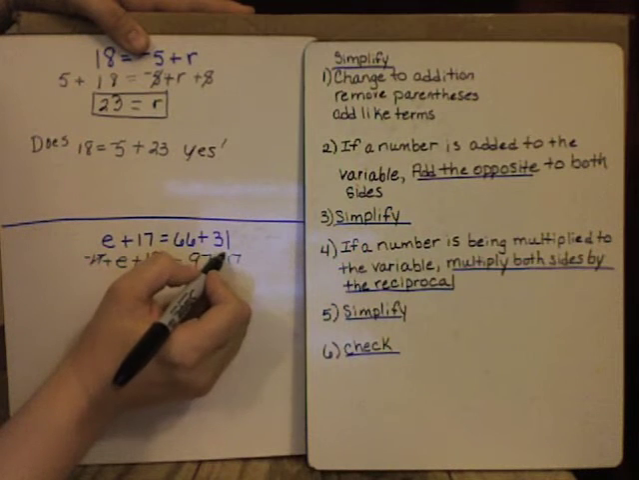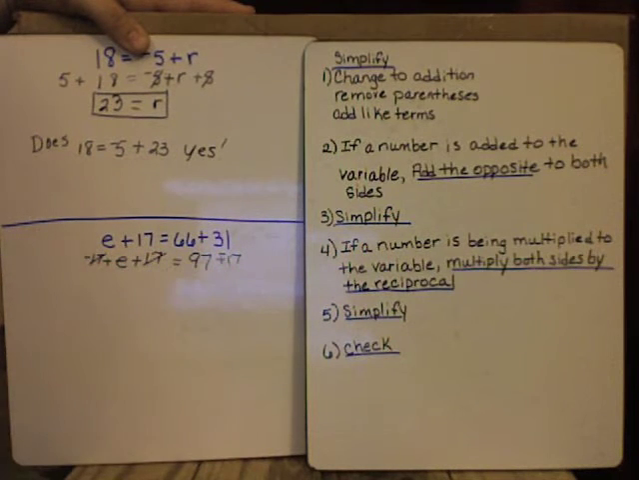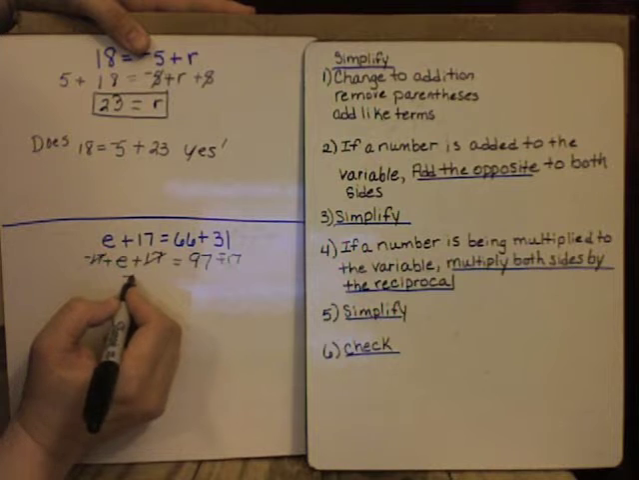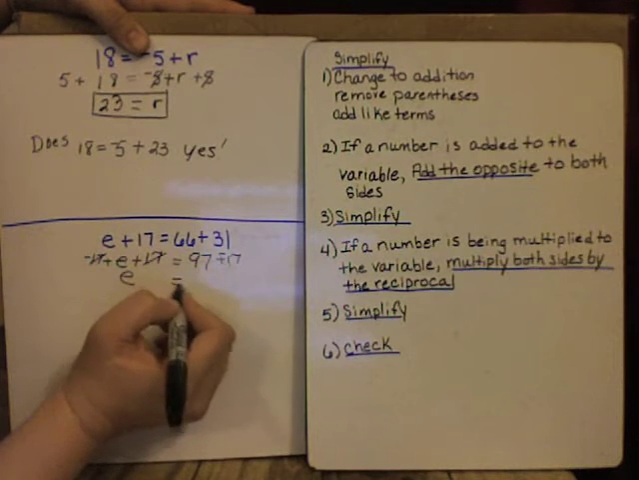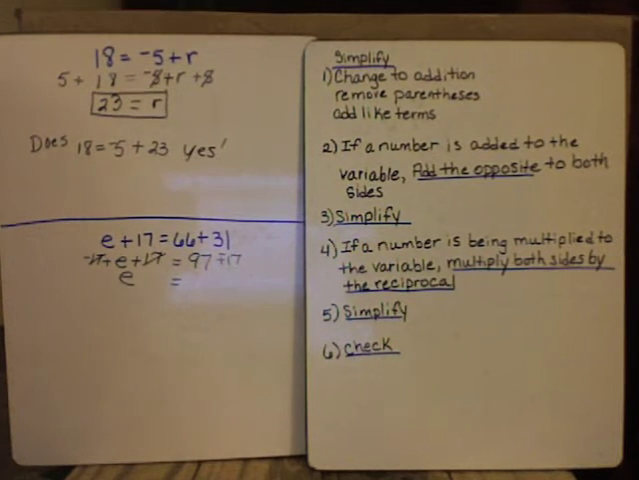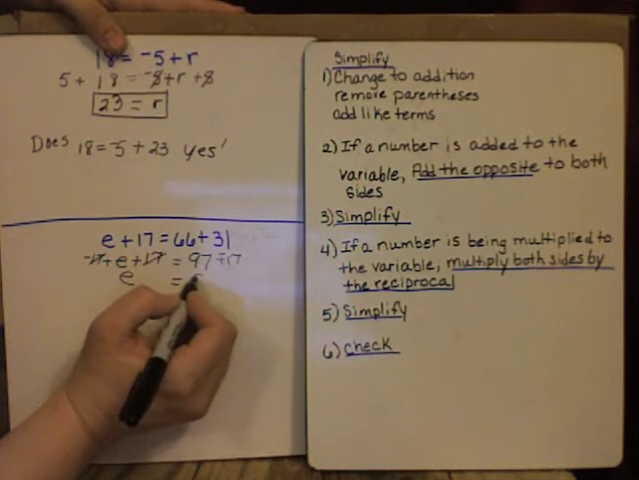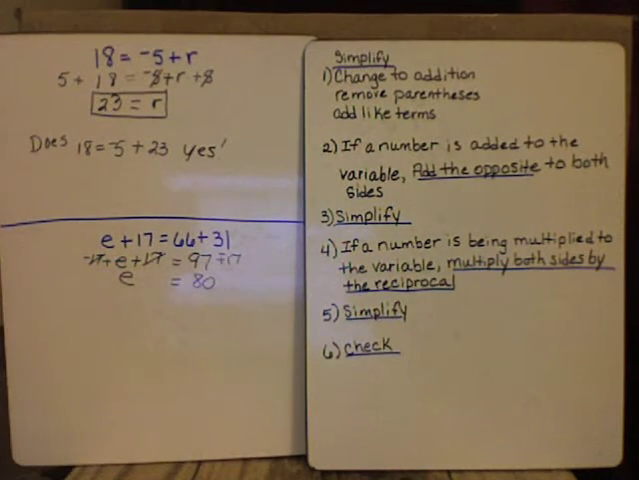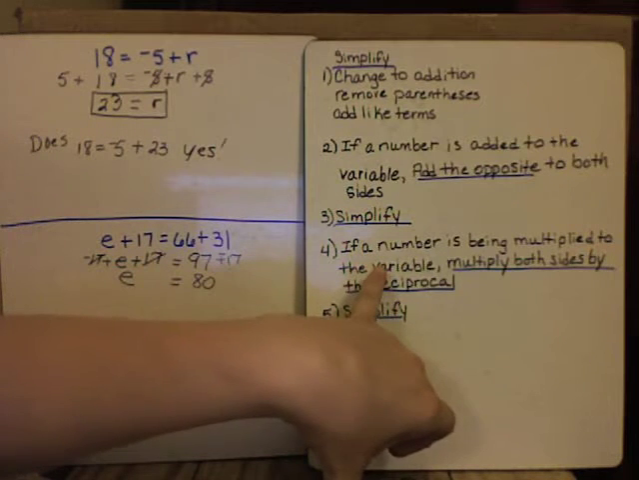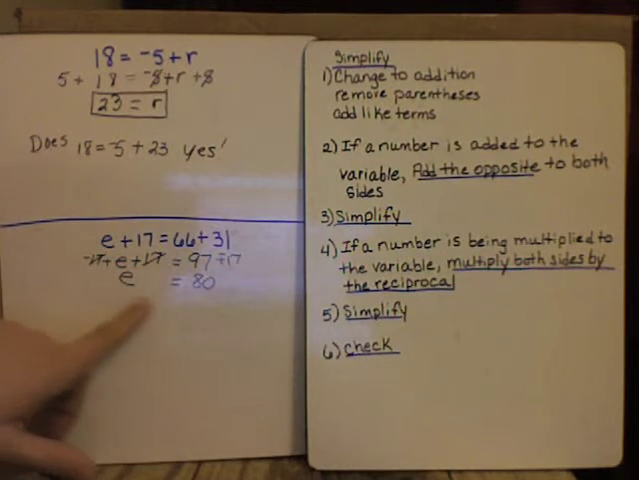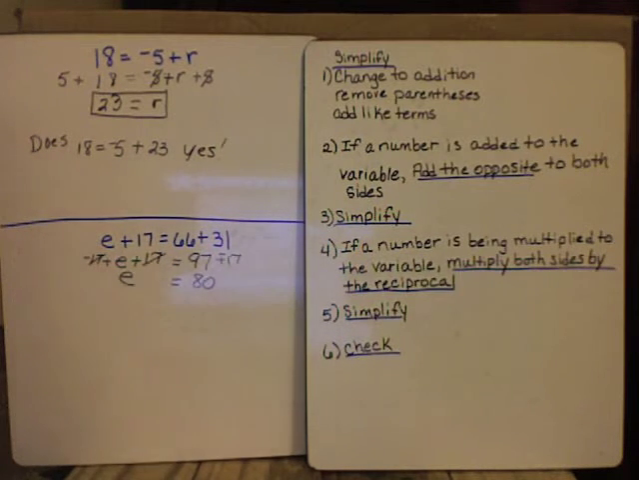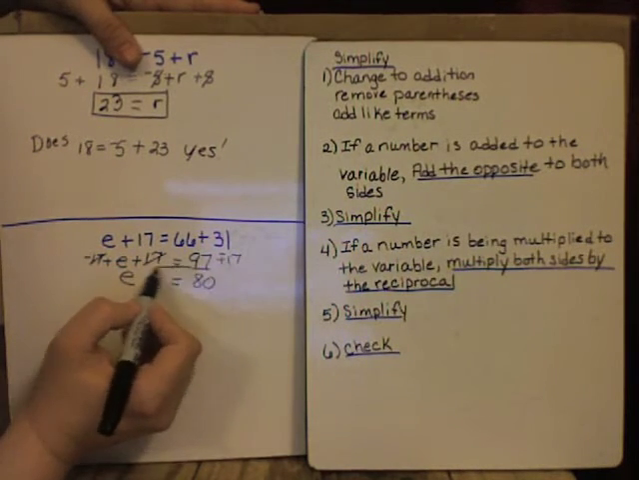So -17, this cancels out. We are left with e. And on the other side, 97 plus -17 is 80. Step 4 tells us that if something's being multiplied to the variable, if we look up here, there's nothing being multiplied, so we get to skip that one, and we are done with this problem, all except for checking it.